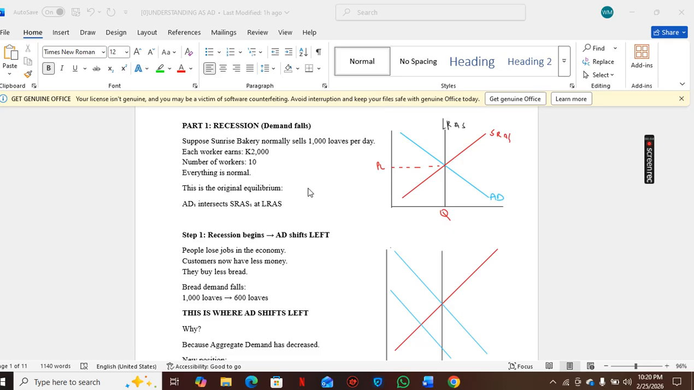We're going to assume in this economy there's only one manufacturer, which is a bakery. We are going to start at equilibrium, full employment. Colleagues, do you remember what full employment means? That is when you acquire all the factors of production and utilize them efficiently.